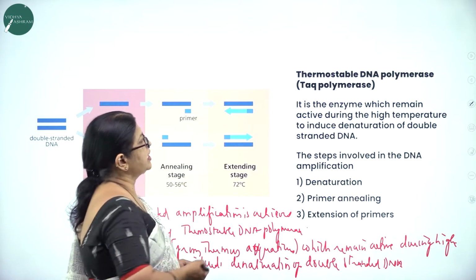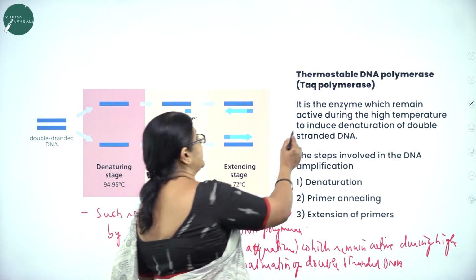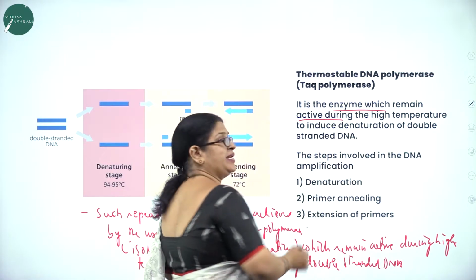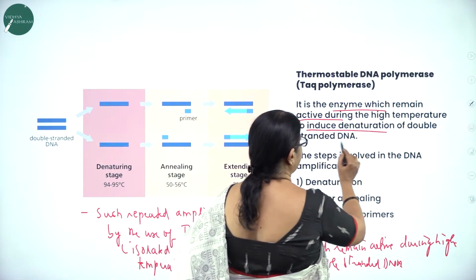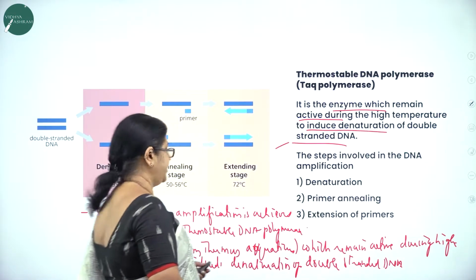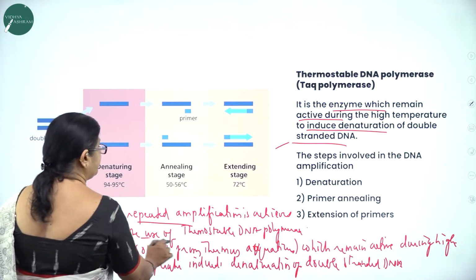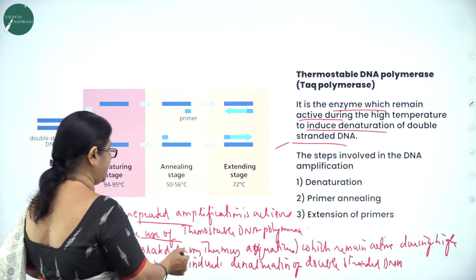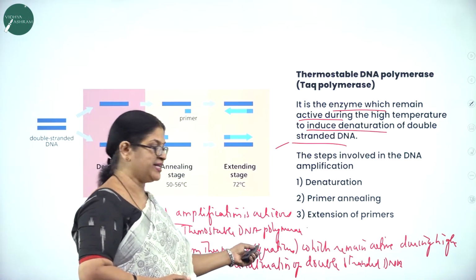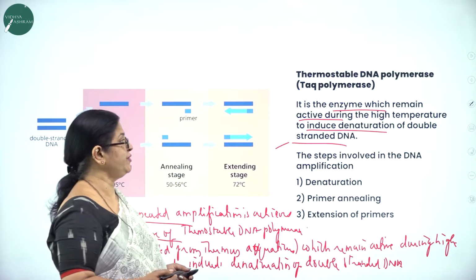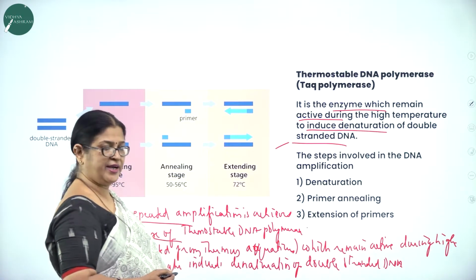Next, the thermostable DNA polymerase enzyme, what is it? It is the enzyme which remains active at high temperature to induce denaturation of double-stranded DNA. Such repeated amplification is achieved by the use of thermostable DNA polymerase, which is isolated from Thermus aquaticus, and which remains active at high temperature, including during denaturing of double-stranded DNA.